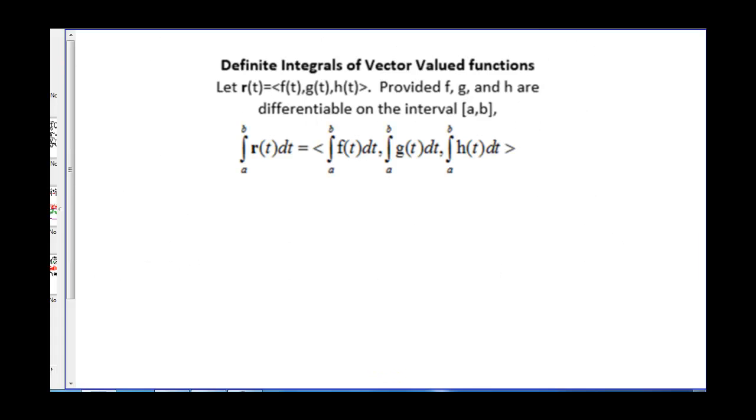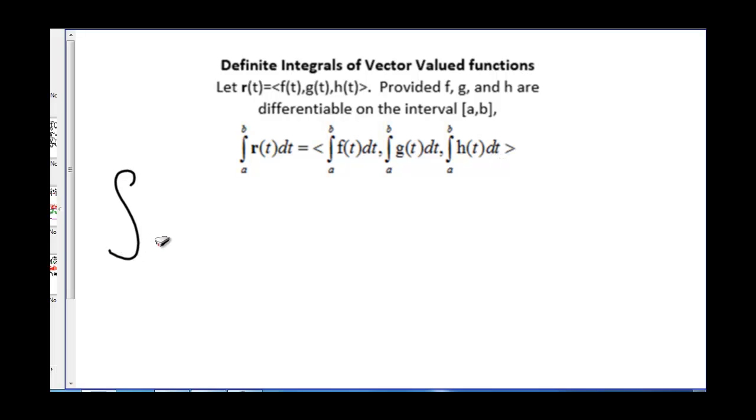Similarly, we can evaluate definite integrals. So if lowercase r of t equals lowercase f of t, g of t, h of t, provided that f, g, and h are differentiable on the interval a to b, then the integral from a to b of r of t dt equals the integral from a to b of f of t dt, integral a to b of g of t dt, and integral a to b of h of t dt. So let's try an example.